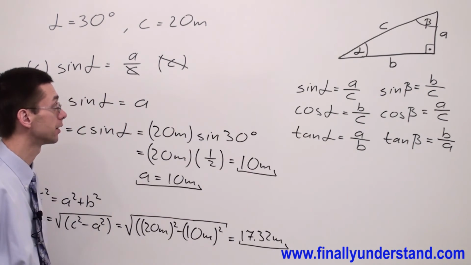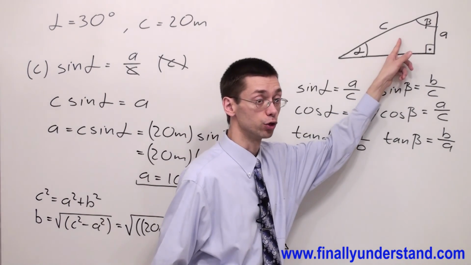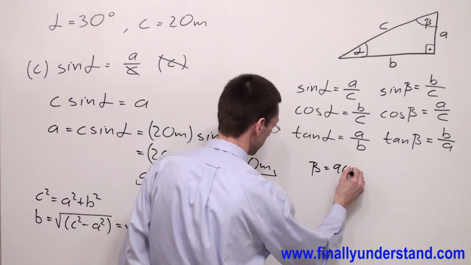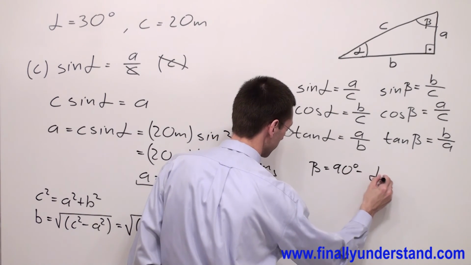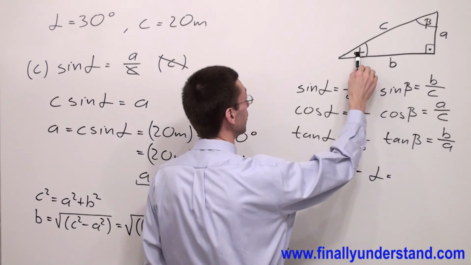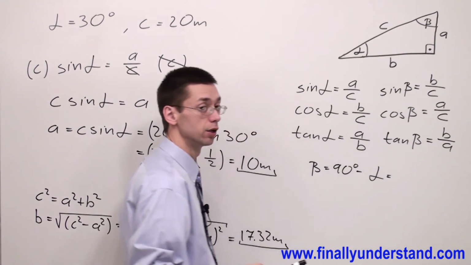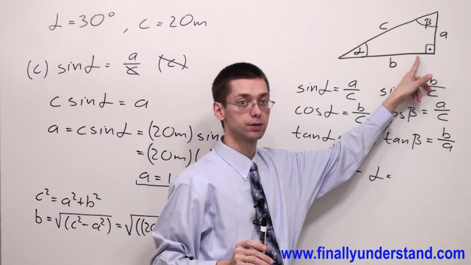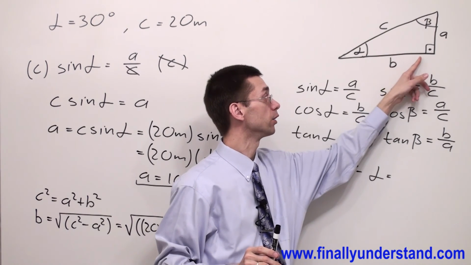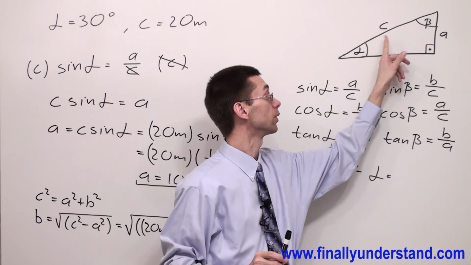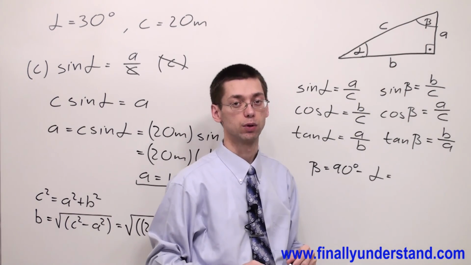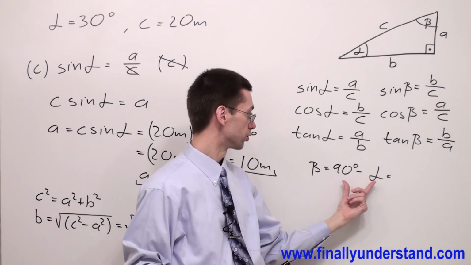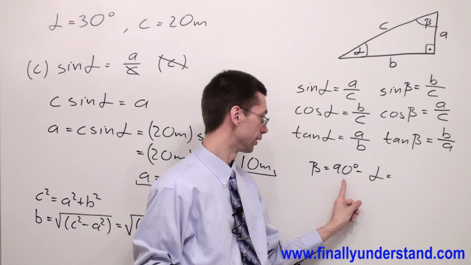In order to find angle beta, you're supposed to simply use the formula beta is equal to 90 degrees minus alpha. You're supposed to remember that the sum of all angles in the triangle is equal to 180 degrees. But a right triangle always has 90 degrees. So 180 minus 90 gives me 90 degrees. So the sum of these two angles is equal to 90 degrees. So if alpha is given and I want to find beta, I'm supposed to simply subtract alpha from 90 degrees.